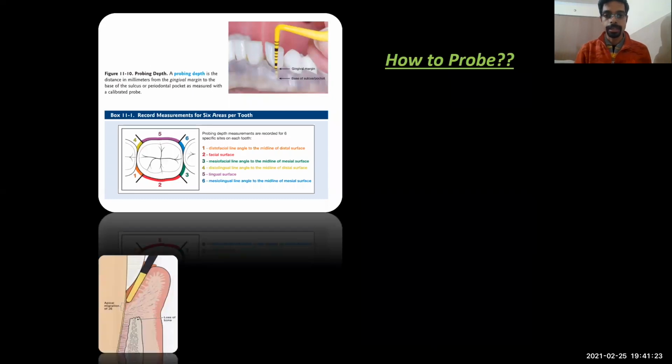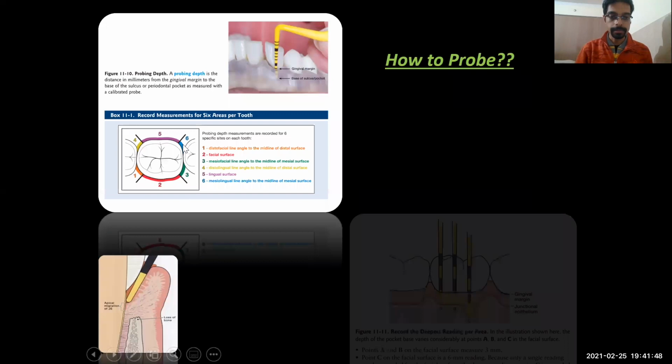Now a question arises, how to probe? How will we do a probing around a tooth? Now to do a probing, there are 6 sites, 1, 2, 3, 4, 5, 6. What are these 6 sites? It is mesiobuccal, midbuccal, distobuccal, then mesiolingual, midlingual, and distolingual. There are 6 sites of the probing we have to do.